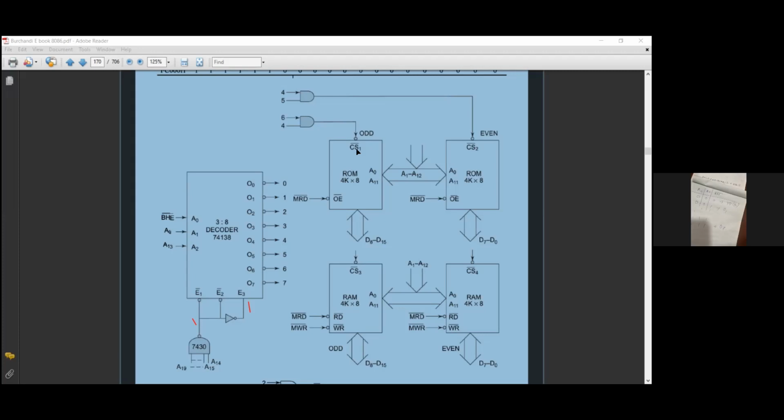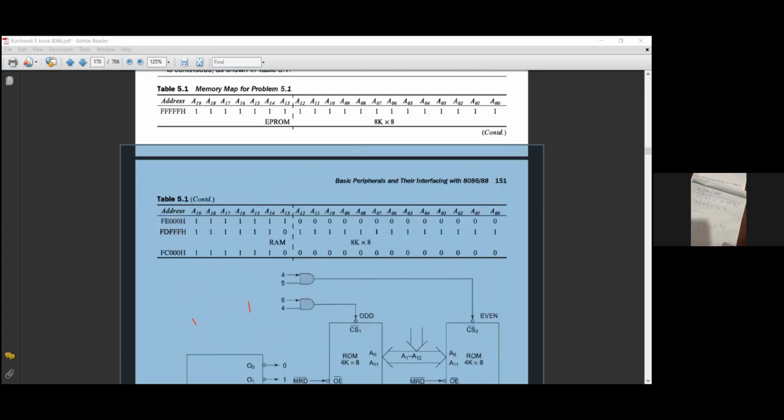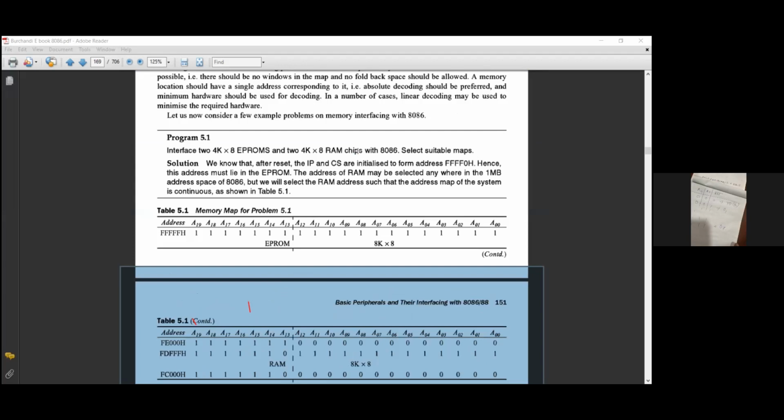So the condition is that if we are just going up, very good. Just think about the ROM. For ROM, A13 should be 1. For ROM, A13 should be 1. Am I right? Yes sir. From where can you get it, sir? You will get it from over here.